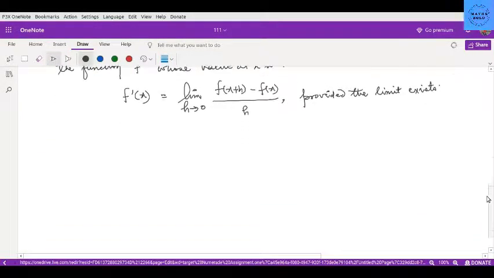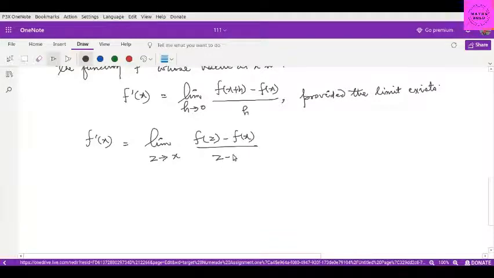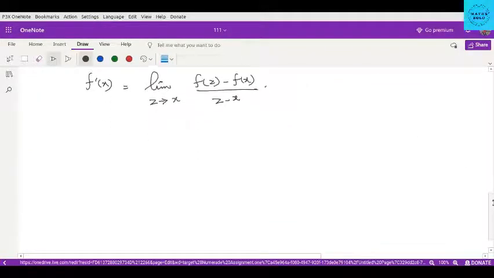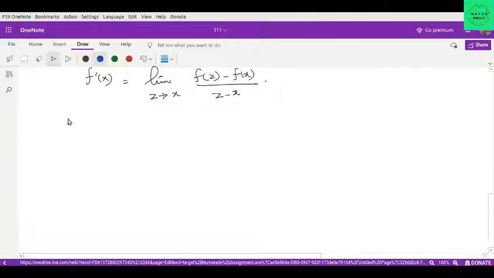Now further, alternative formula for the derivative is given as f dash x equals limit z tends to x, f of z minus f of x upon z minus x. So this is the alternative formula for the derivative. Now further we have example.